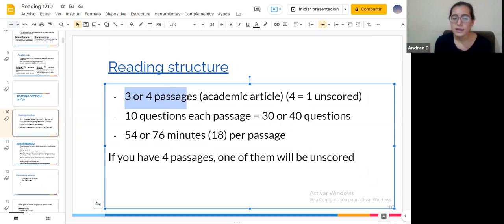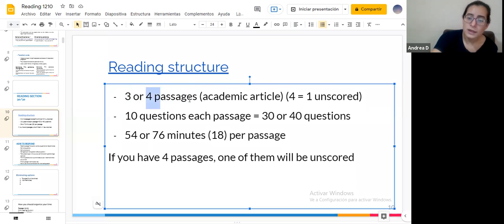So the thing is, the reading and listening are both kind of connected. So sometimes you get a longer reading section, sometimes you get a shorter one, but it doesn't matter because it's going to be compensated with the listening. So if you have 4 passages in the reading, then you will have a shorter listening version. But if you have the shorter reading, you have just 3 passages, then your listening will be longer. So don't worry too much about this. It's gonna be fair, I promise.